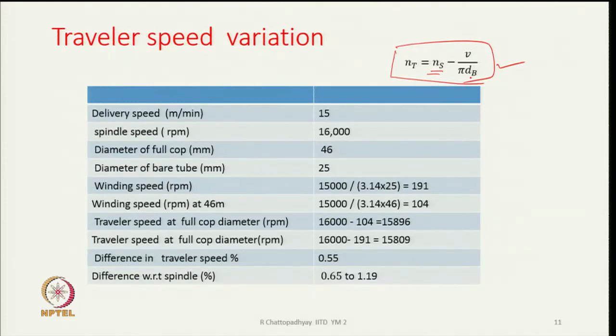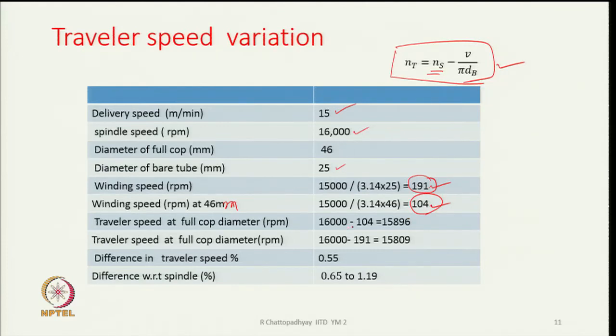And here in a table it is shown, for a given example where delivery speed is 15 meters per minute, spindle speed constant at 16,000, diameter of a full cup let us say is 46 mm, diameter of the bare tube or the bobbin is 25. So, winding speed is going to be 191 rpm for the bare bobbin diameter. Winding speed at 46 mm diameter is going to be 104. This is the winding speed at the bare bobbin diameter, 191. This is the winding speed when the diameter is 46 mm.